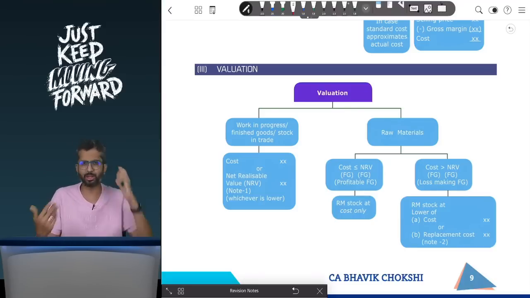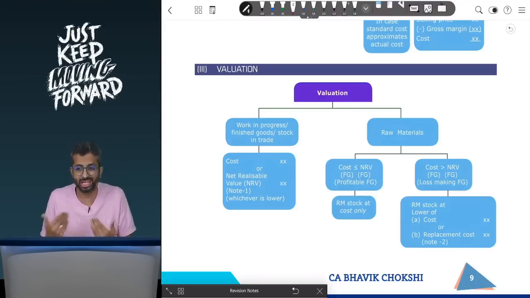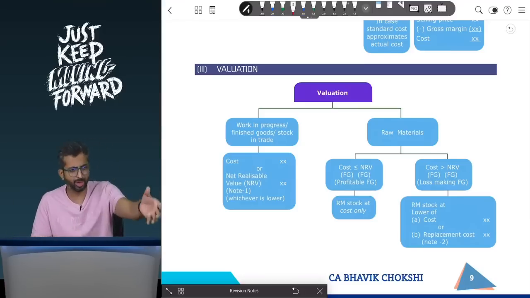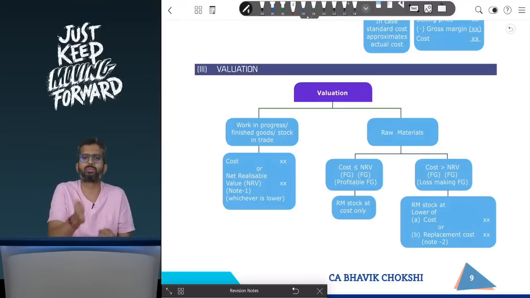What do you mean by replacement cost? Well, generally I don't sell raw materials, and hence I don't have the estimated selling price, but I purchase the raw materials. So what is the purchase price? I assume that must be the same as the selling price, and hence it is called a replacement cost.